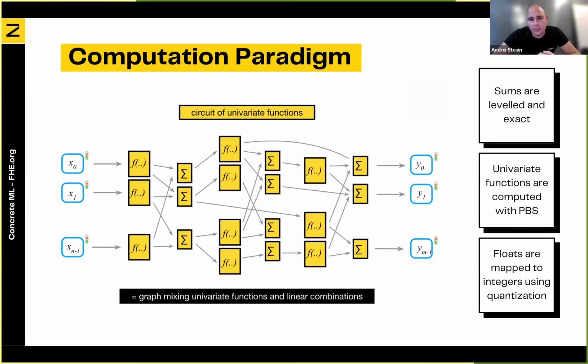Next, the univariate functions will be converted to PBS. So that will allow us to reduce noise. And finally, because when we implement machine learning, we will be working with floating point operations, we need to map those to integers. So not only do we need to map the univariate functions to table lookups, but we also need to apply quantization to ensure that these sums here, the linear parts, are correct when we're working with integers.